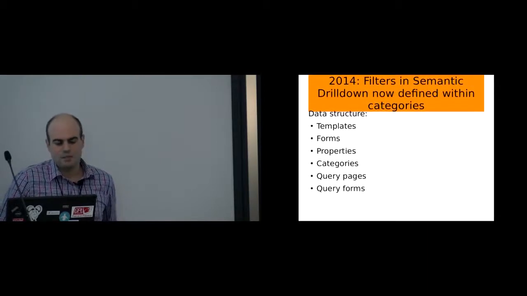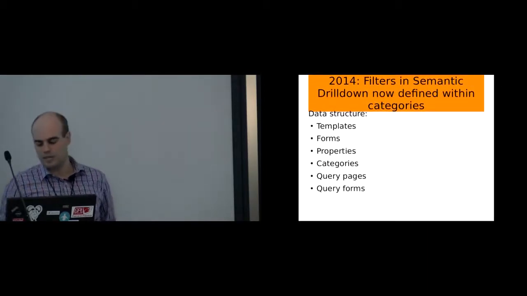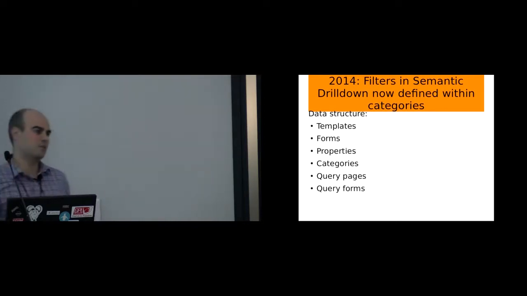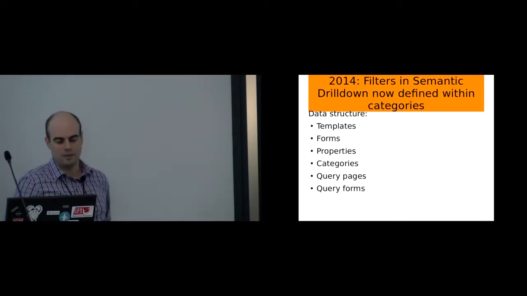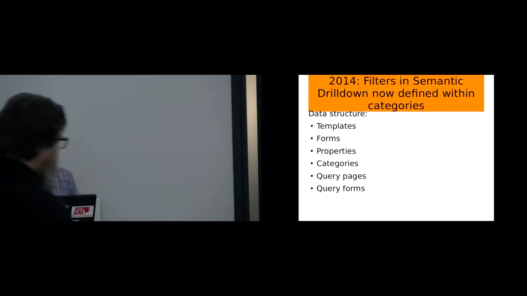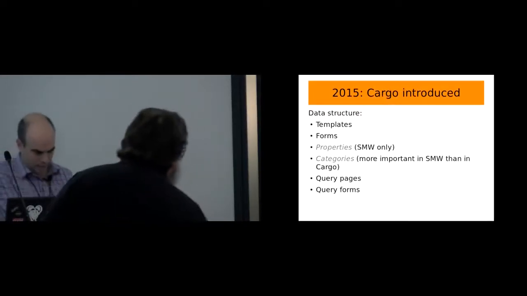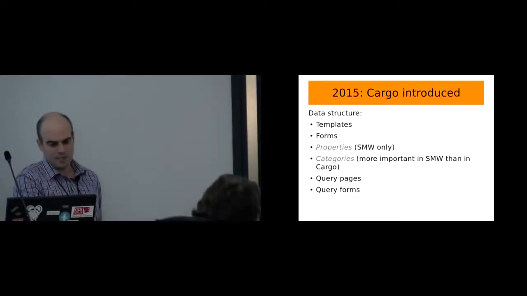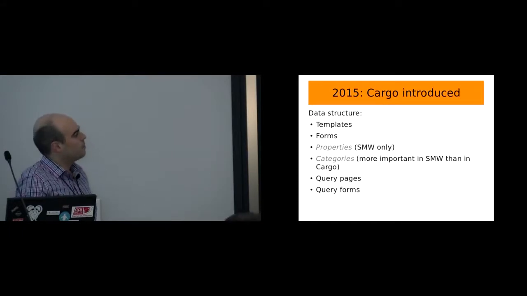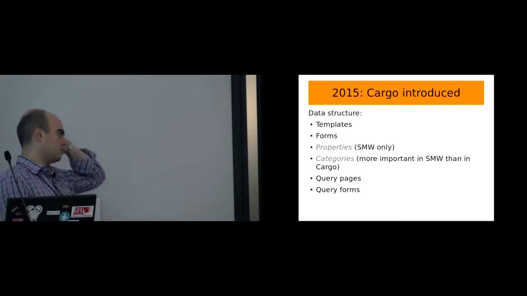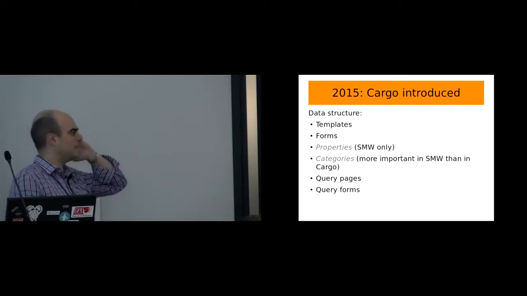Then in 2014, in Semantic Drill Down, the filters went away. Now filters were defined in categories. Filter pages went away. So you're back down to six. And then Cargo came about in 2015. For people who are using Semantic MediaWiki, it was the same thing, but with Cargo, there are no properties and you don't really need categories, although it might be a good idea to have them anyway.